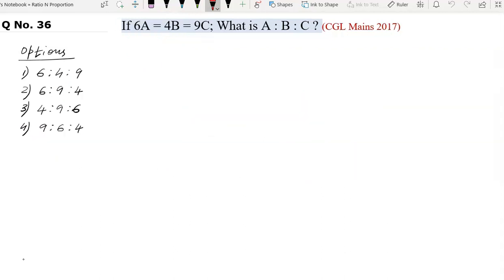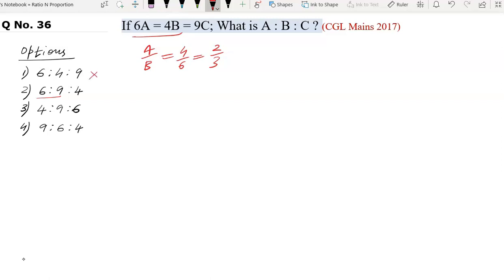Question number 36. If 6a is equal to 4b is equal to 9c, what is a is to b is to c? Now these questions are of CGL Mains 2017. The previous question was of a different set and this is of a different set. In such type of questions, first look at the ratio of the first two. So if we look at a is to b, we will get 4 by 6, which is 2 is to 3.